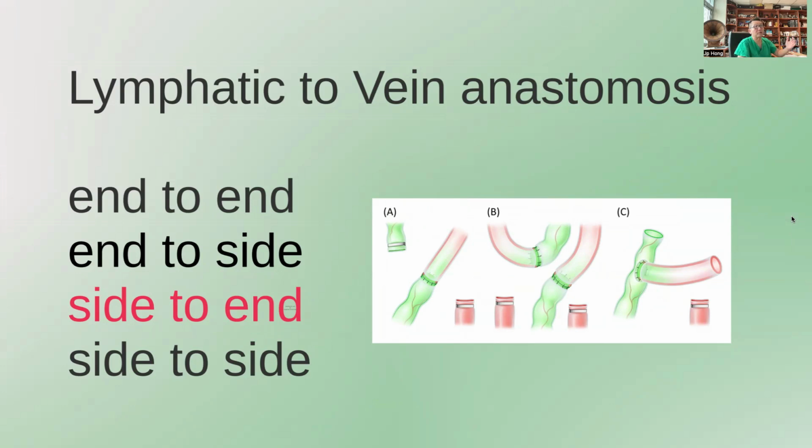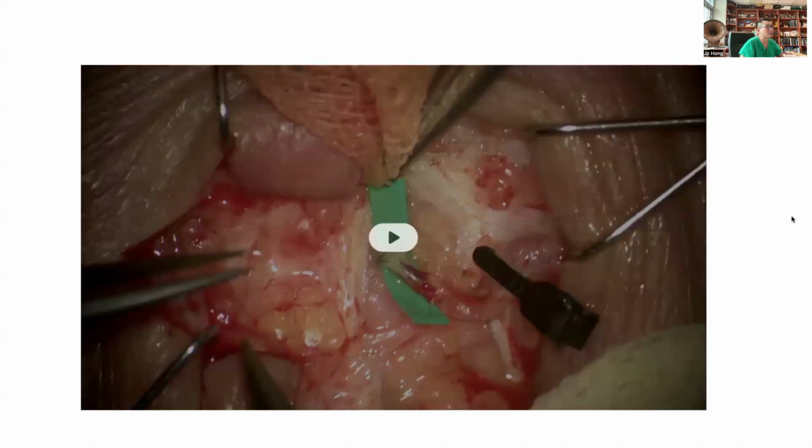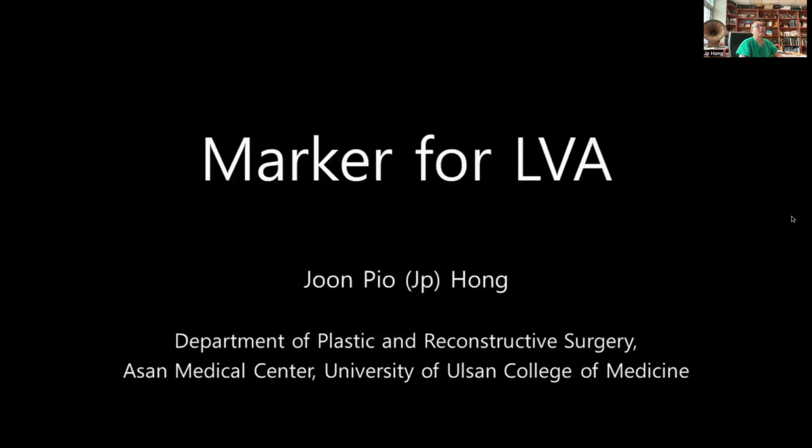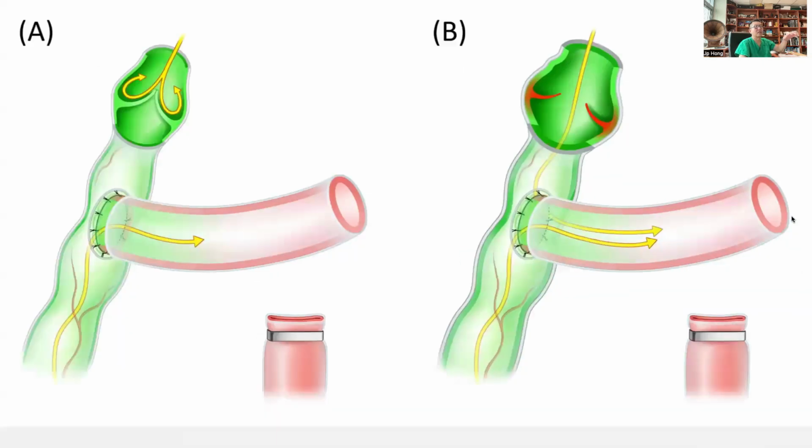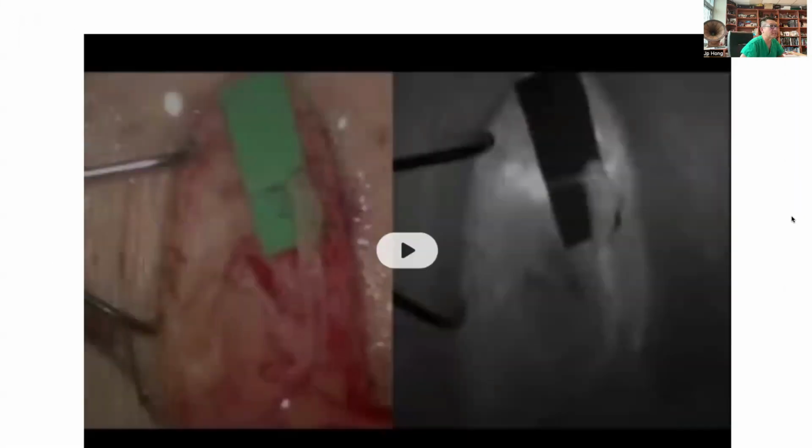End-to-end, side of the lymphatics to the end of the vein, side of the vein to the end of the lymphatics, and even side to side. However, our literature actually shows that by doing a LVA on the side of the lymphatics in progressed lymphedema patients, because of the dysfunctional valves, you're able to collect fluid from the proximal as well as the distal and collect it through the vein.